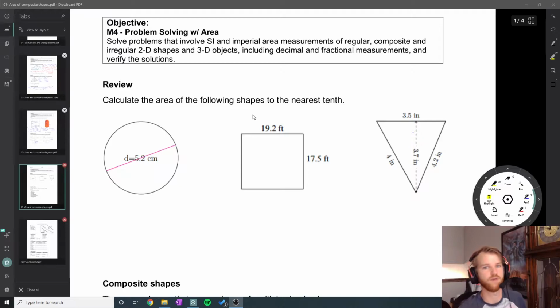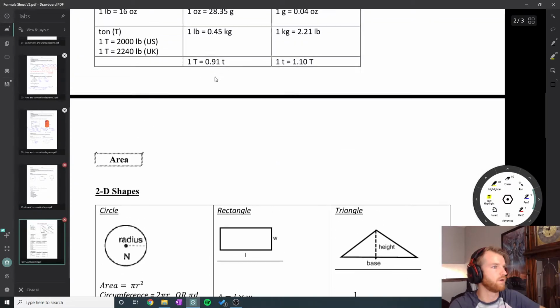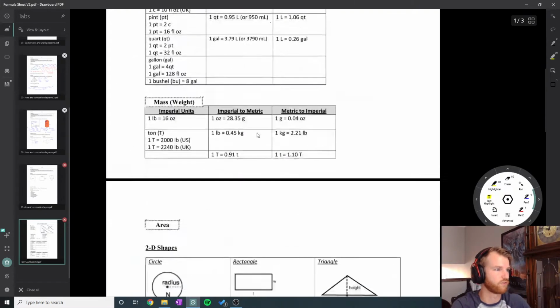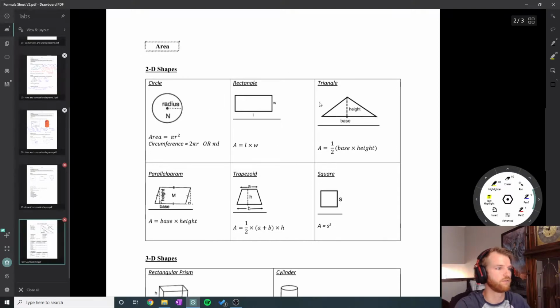Okay, so how do you find the area of a circle, rectangle, or of a triangle? And these, it's going to be the same equation for every circle, same equation for every rectangle, same equation for every triangle. So that part's really nice. On your formula sheet, on the second page, so the first page was all of our conversion stuff, and the second page has this section called area.